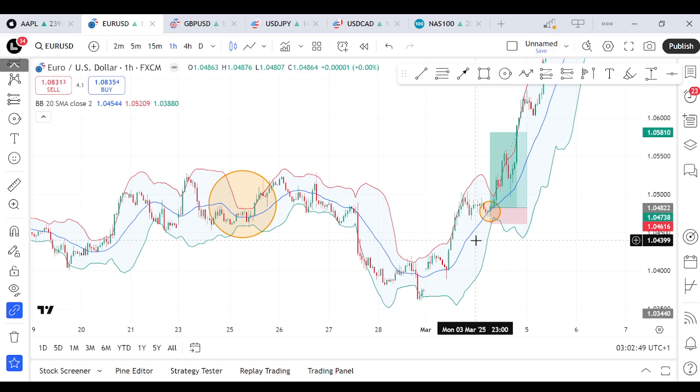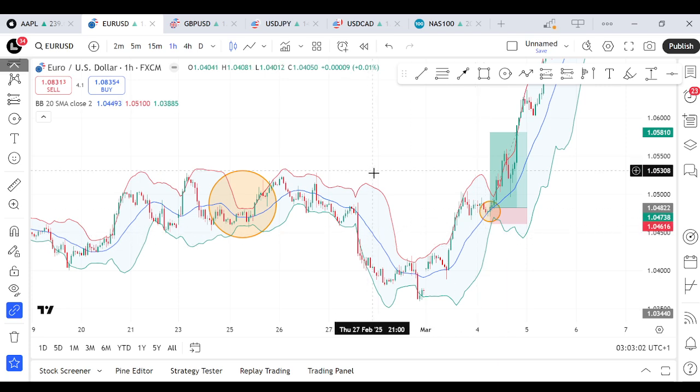Remember to always set your stop loss just beyond recent support or resistance levels to protect your trade. For take profit targets, aim for key levels such as previous highs or lows, or use trailing stops to lock in gains as the trend continues.